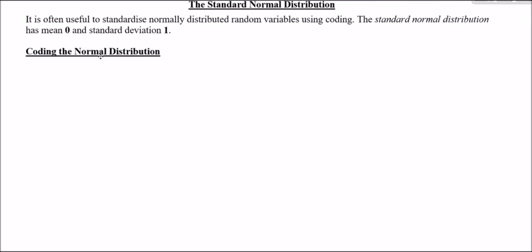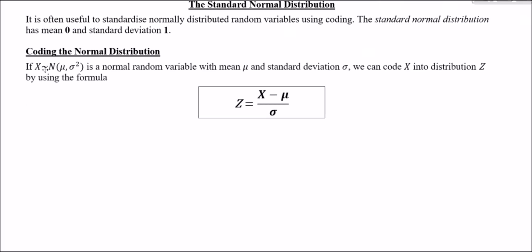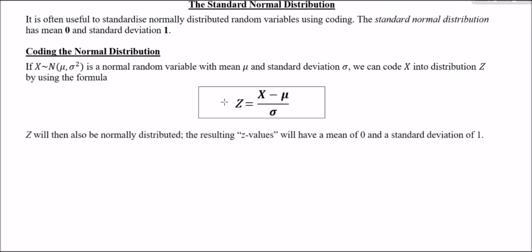So to code any normal distribution into the standard normal distribution, here's the process. If big X is a general normal distribution with a general mean mu and a standard deviation sigma, then we can code this big X into the standard normal distribution, which is given by big Z, using this formula. So we just take each data element in big X, subtract the mean from it, and then divide all values by the standard deviation. And as you saw in warm-up question 1 and 2, that will give you a mean of 0 and a standard deviation of 1 once it's been coded. So because X is normally distributed, the coded data Z will also be normally distributed too. The resulting Z values, as they're known, will have a mean of 0 and a standard deviation of 1.